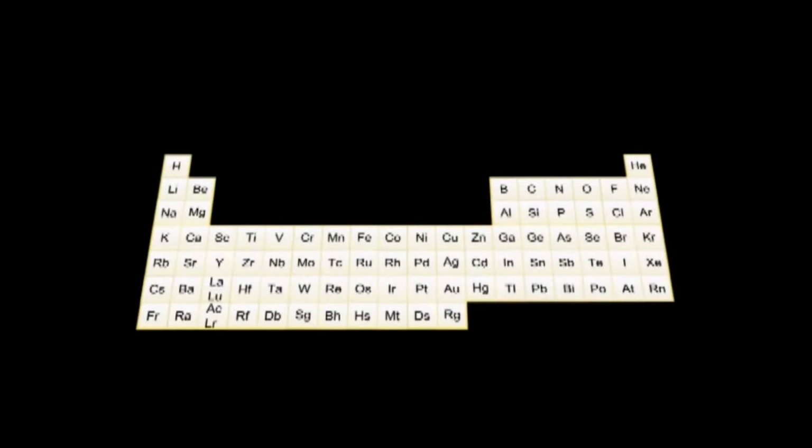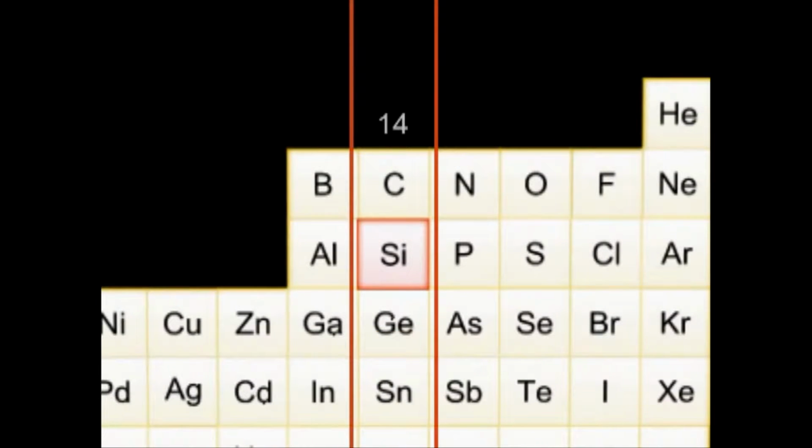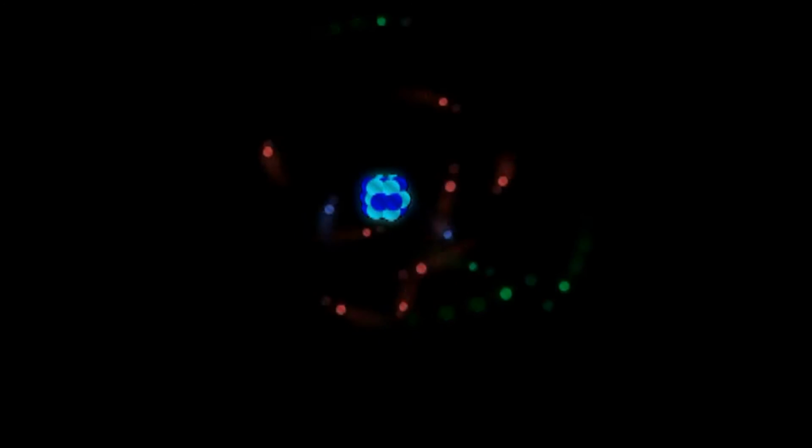When looking at the periodic table, we see that silicon is part of group 14 and is situated between aluminum and phosphorus. That being the case, a silicon atom has 2 electrons in its first shell. It has 8 electrons in the second shell, but it has only 4 electrons in its outer shell.